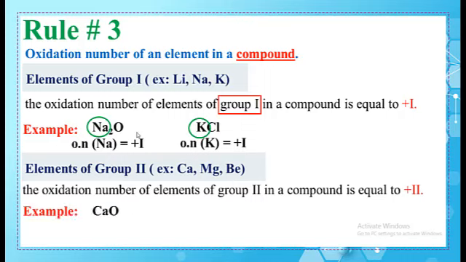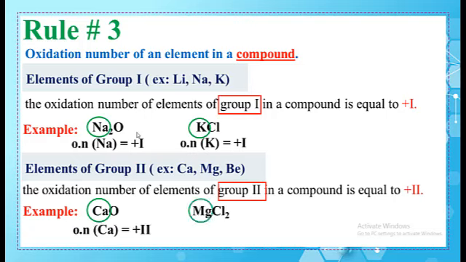Example, the oxidation number of Ca in CaO, because it's in group 2, is equal to +2. The oxidation number of Mg in MgCl2 compound, because it's in group 2, is equal to +2.